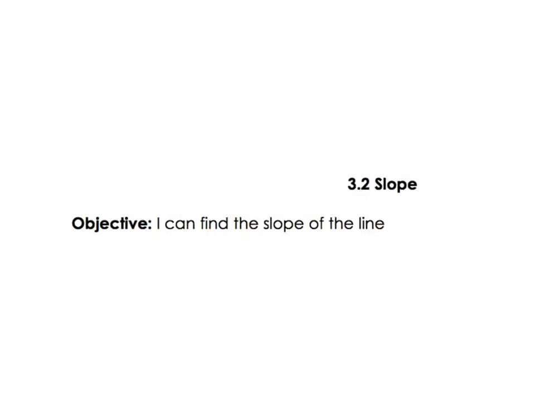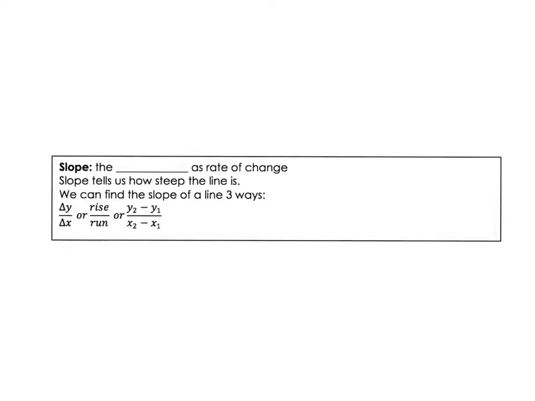Okay, this section is 3.2 on slope, and the objective is I can find the slope of a line. So slope is actually the same thing as rate of change. So we're just going to fill in same here. So it's pretty much the same thing we did last time.